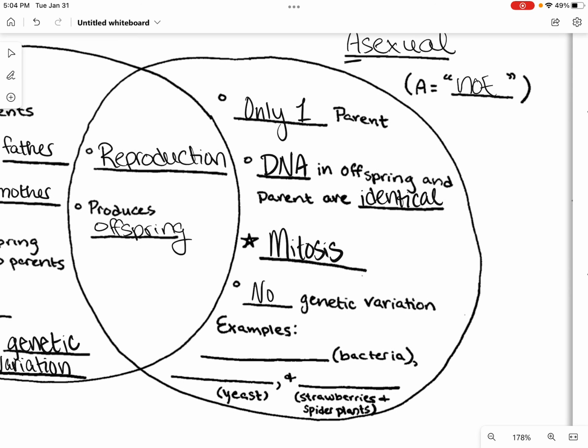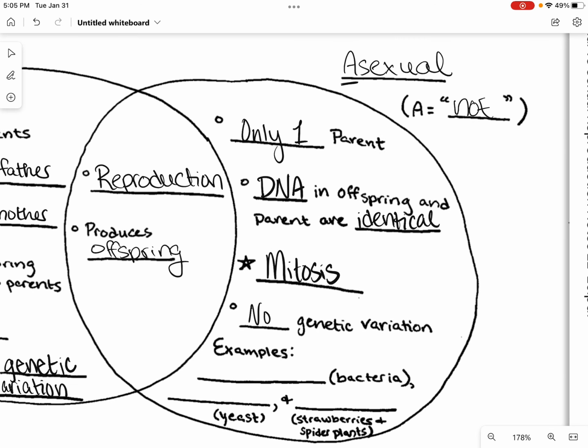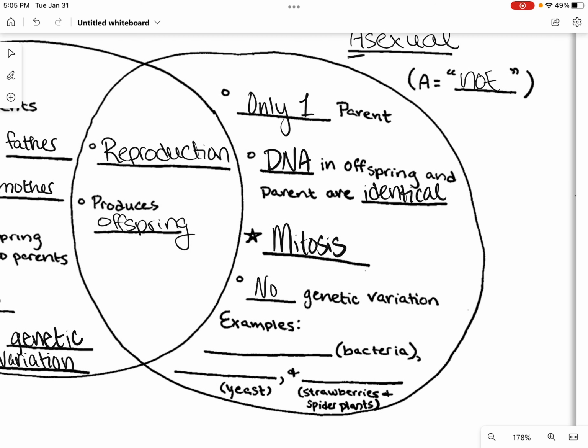And so you might think that this is a lot less common. We're very used to animals and larger organisms and how they function. But there are lots of smaller organisms that are going to use asexual reproduction. And so one example is going to be bacteria. Bacteria use a type of asexual reproduction called binary fission.